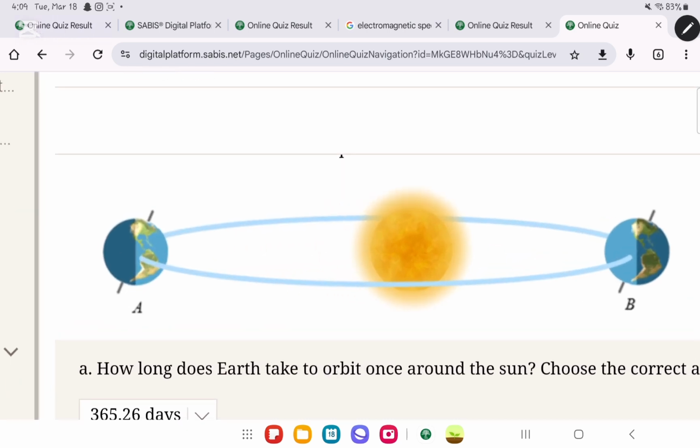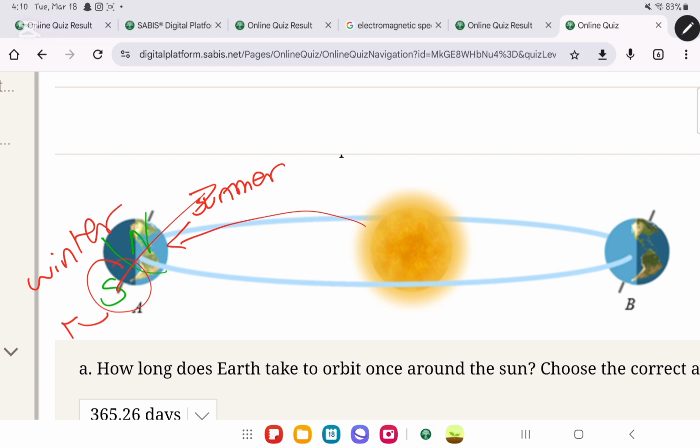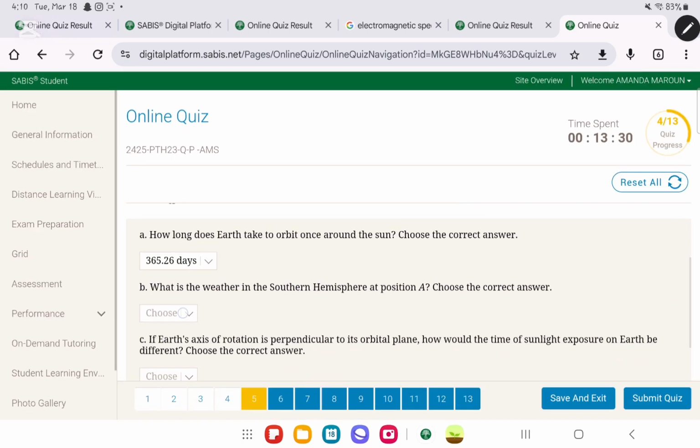What is the weather in the southern hemisphere at position A? At position A, as you can see over here, we will divide the Earth into two parts, the northern and southern hemisphere. In this position, the axis is tilted like this, so the northern hemisphere is closer to the sun. That leaves the southern hemisphere farther away from the sun. If it's closer to the sun, then it is summer, and if it's farther from the sun, then it is winter. So very simply, the southern hemisphere is undergoing winter.